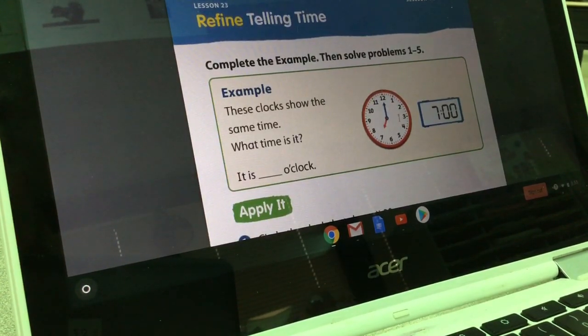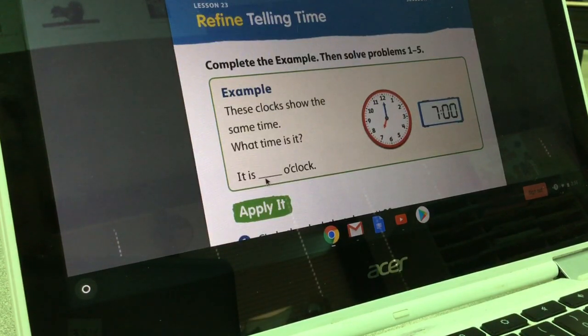So we would say this time as 7 o'clock. O'clock means our minute hand is perfectly on the 12. It's exactly the hour that we're saying. No time has gone past the start of the hour. So we see 7 o'clock here. In our digital version, the 7 is in the hour spot. 00 is in the minute spot. That means o'clock. When we see 00 on a digital clock, we say o'clock. We pronounce this 7 o'clock.